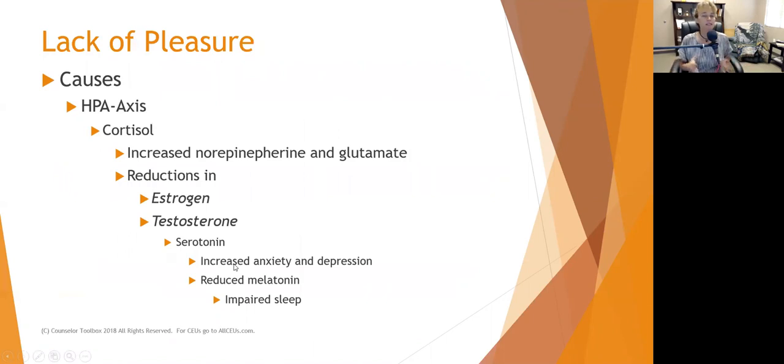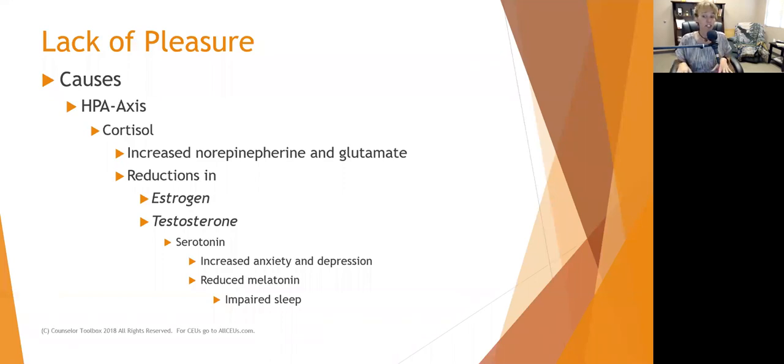So remember, with lack of pleasure, the HPA axis, the threat response system, may be activated. So it's important to remember how this works. Cortisol is secreted whenever somebody is stressed for some reason, which increases norepinephrine and glutamate for a little while. But it also produces reductions in estrogen and testosterone. So sex hormones and libido kind of go out the door. And serotonin tends to go down, which can result in increased anxiety and depressive feelings.